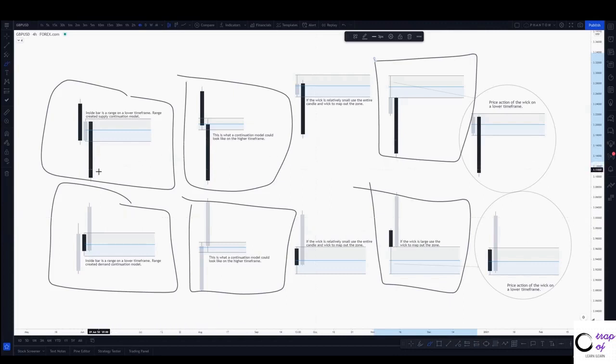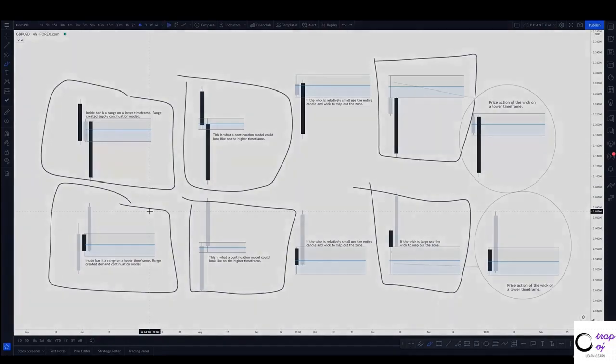Again, we combine these with how price returns to these zones, whether we get the rounded return, the corrective return, or the V return. They'll all factor into how we look to trade these zones. But again, these are fractal refinements that we can use to understand supply and demand zones that are on the higher time frames but are actually built on the lower time frames.